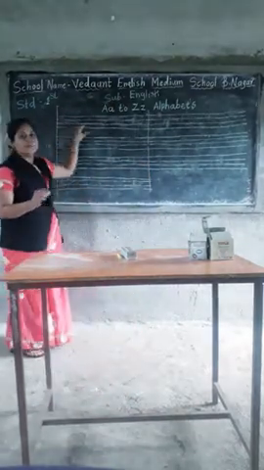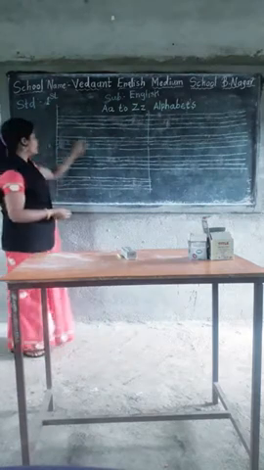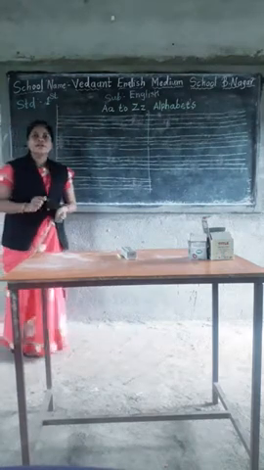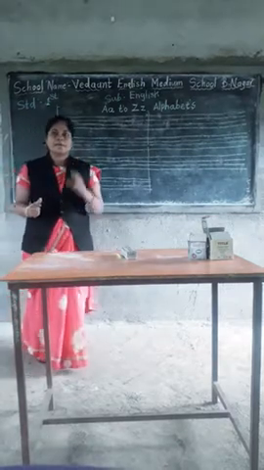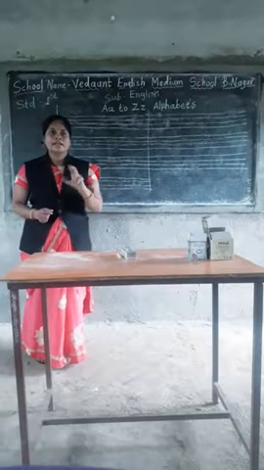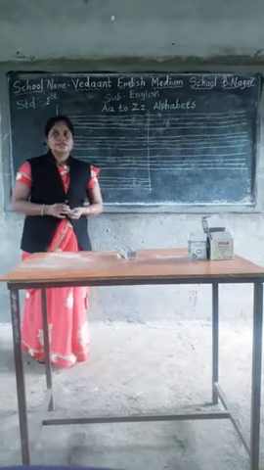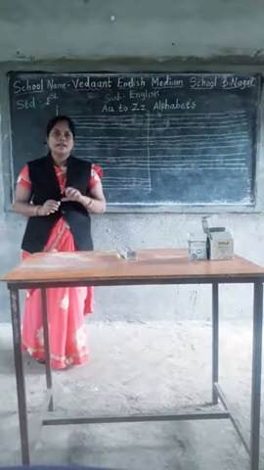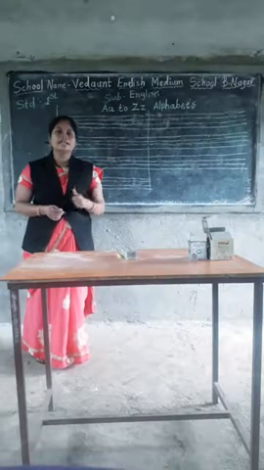Okay, these are the four lines in your notebook. Means 1, 2, 3 or 4 lines in your notebook. So how to write a capital letter or small letter in 4 lines correctly? Let's see. First we write the A to Z alphabet. The first letter is A.